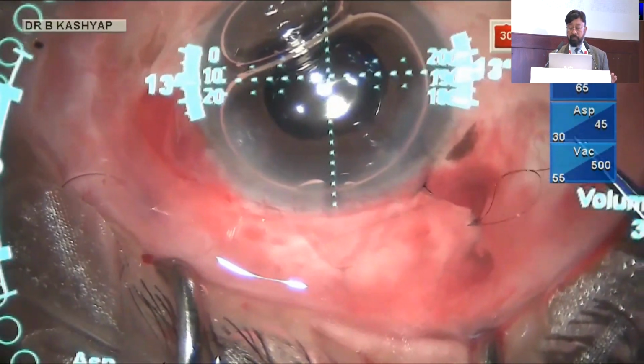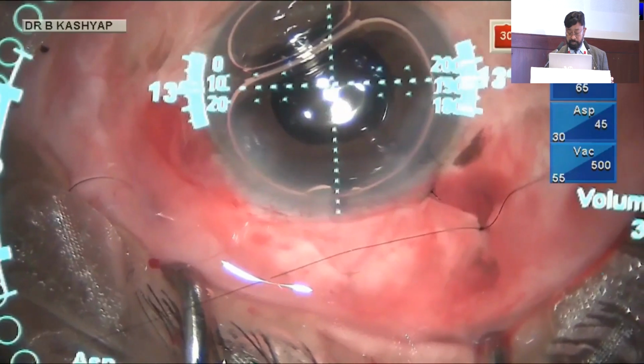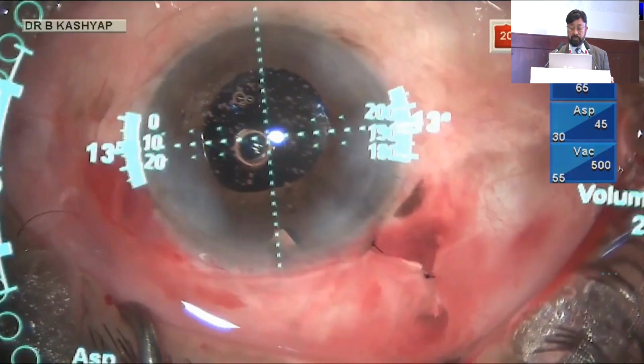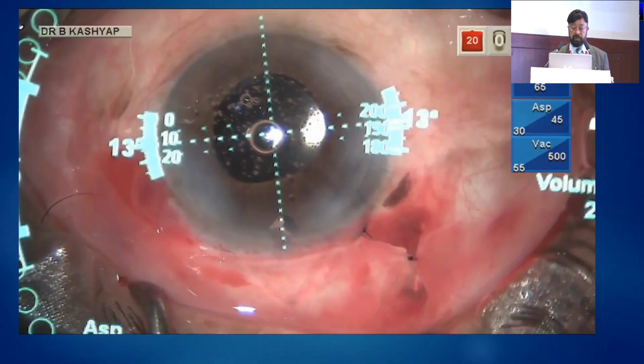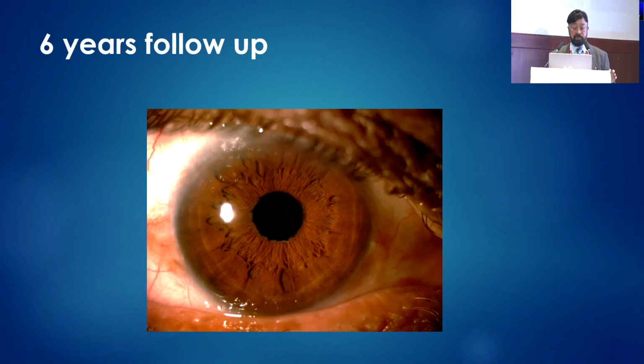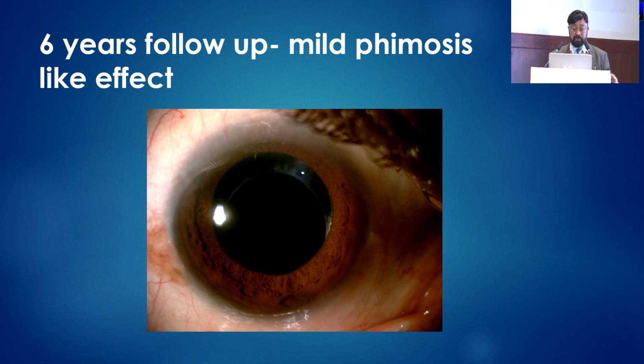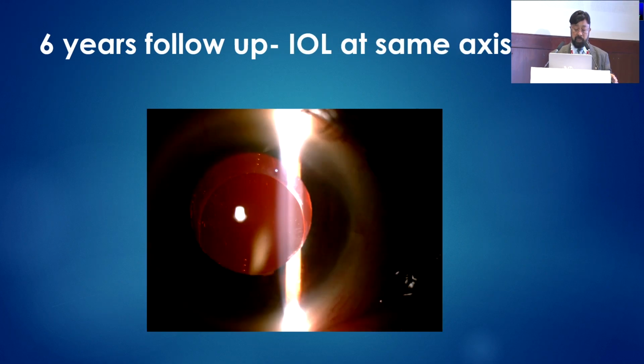And we have more than 6 years of follow-up. The patient reported to us after 6 years. So this was the undilated pupil, this was the dilated pupil, and the axis was where it had been put, but with a little bit of a phimosis-like appearance. So the lens is stable, so you can put the toric IOL. There's no problem. Thank you.